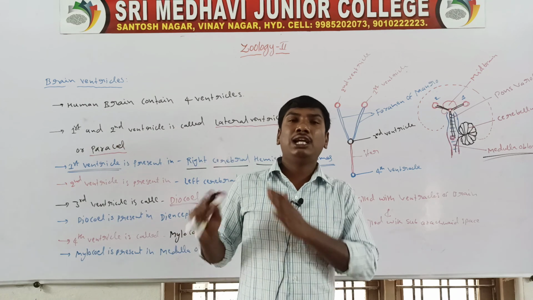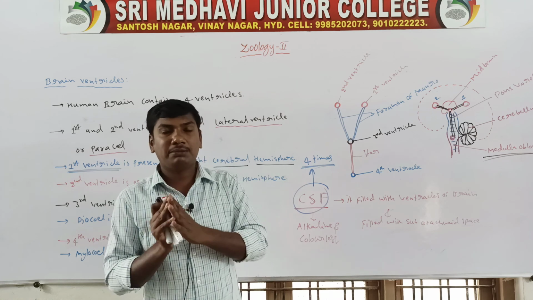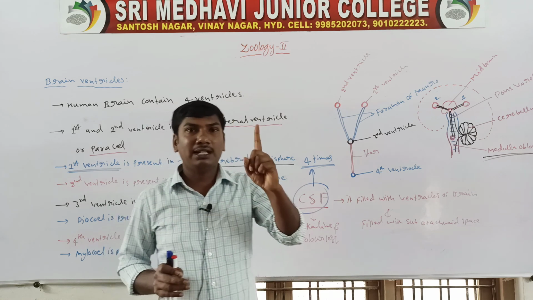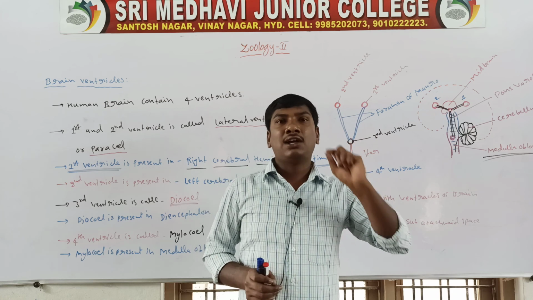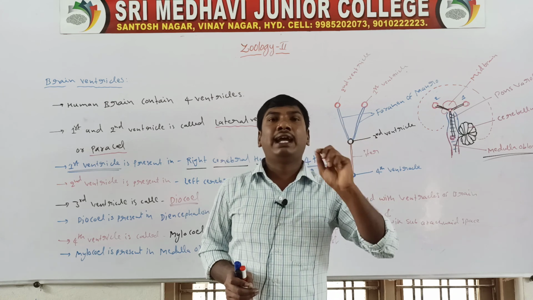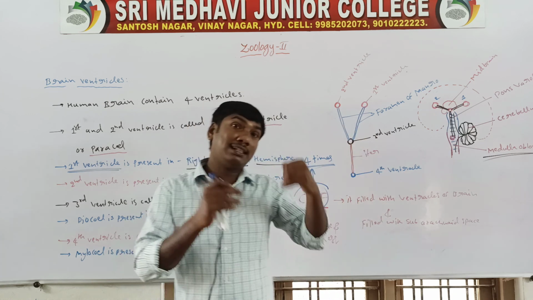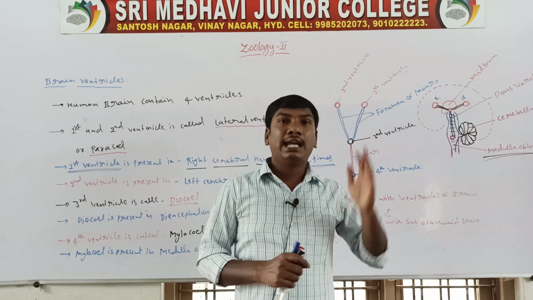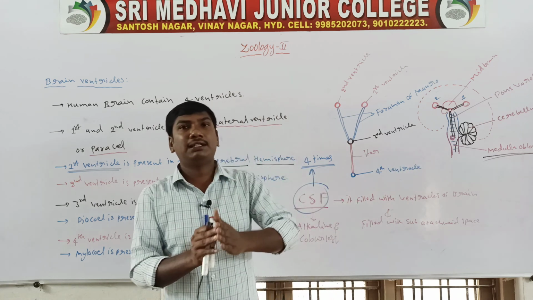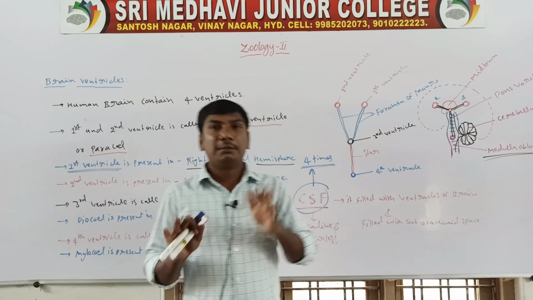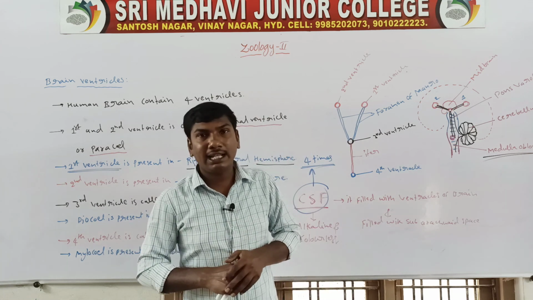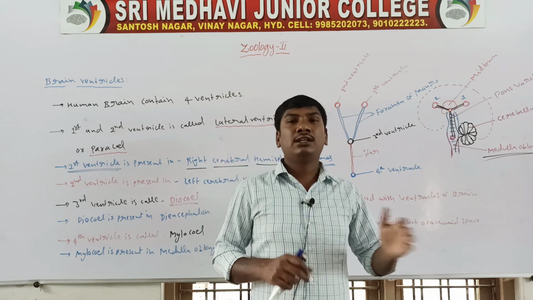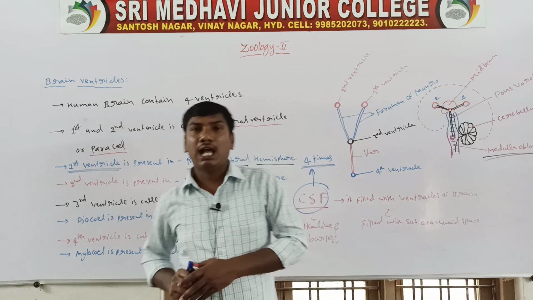So this is the human brain. The human brain contains three parts: forebrain, midbrain, hindbrain. The forebrain contains three parts: olfactory bulb, cerebrum and diencephalon. The diencephalon contains three parts: epithalamus, thalamus, hypothalamus. The midbrain has no regions. The hindbrain contains three regions: cerebellum, pons varolii, medulla oblongata.